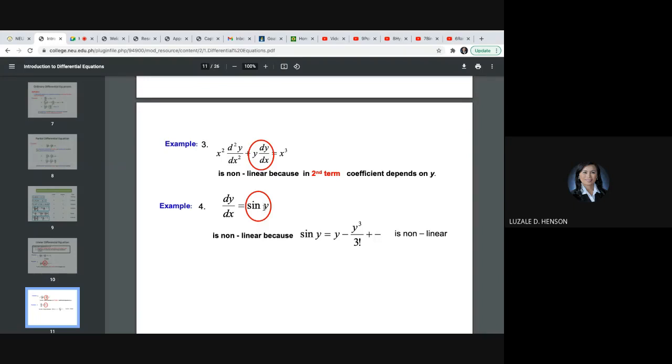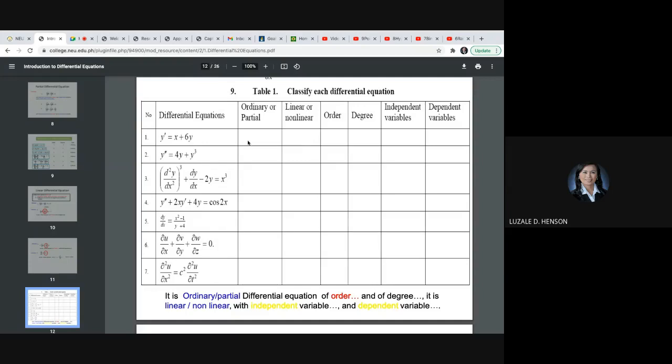So in this case, any expression that is not linear, when it involves a y variable, automatically it is non-linear already, right? Let's have more examples on that one later on. You might get confused there. This one, what is it, ordinary? As you can see, y prime, which is equivalent to dy dx. This is ordinary.